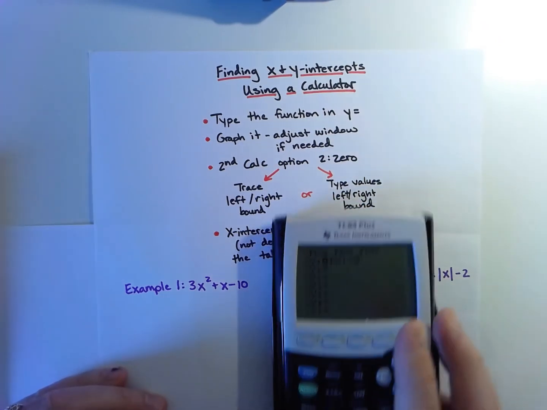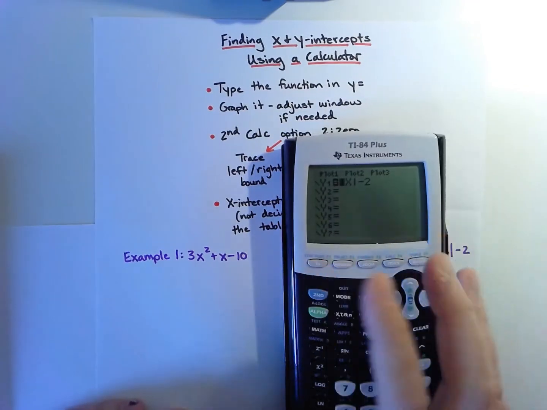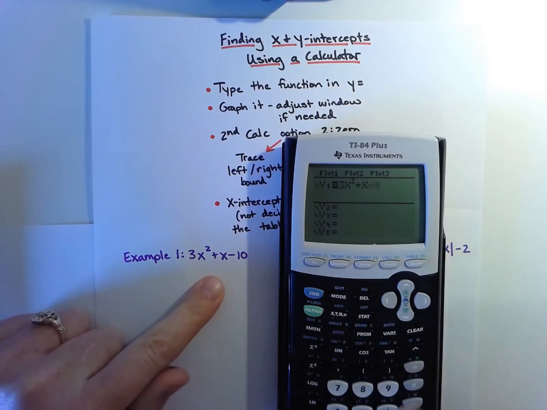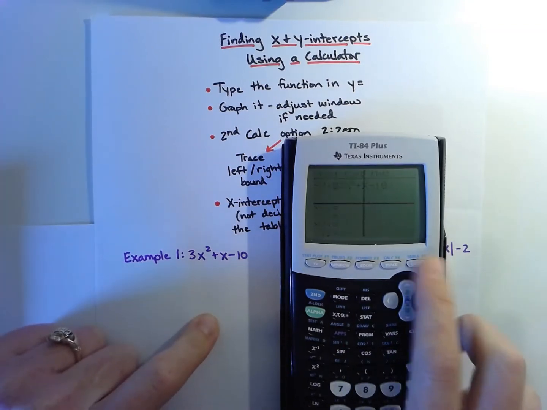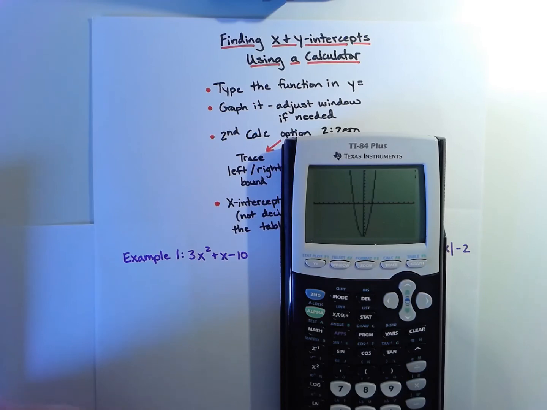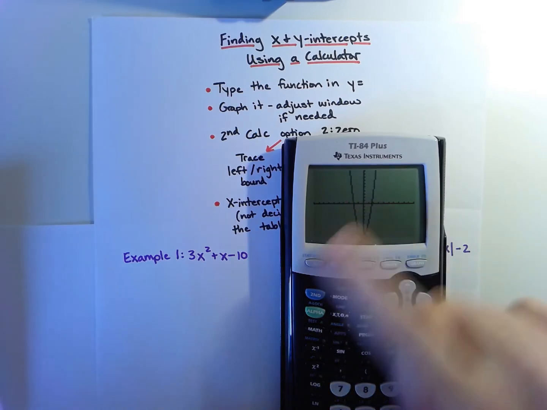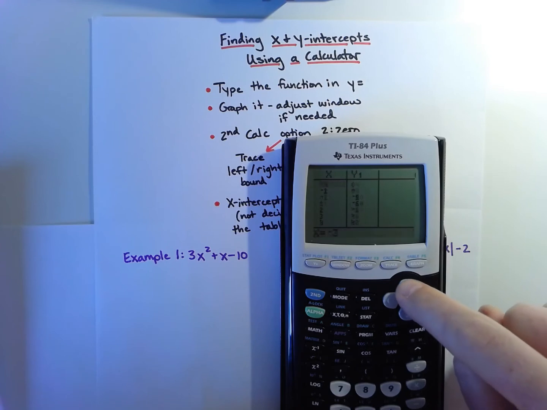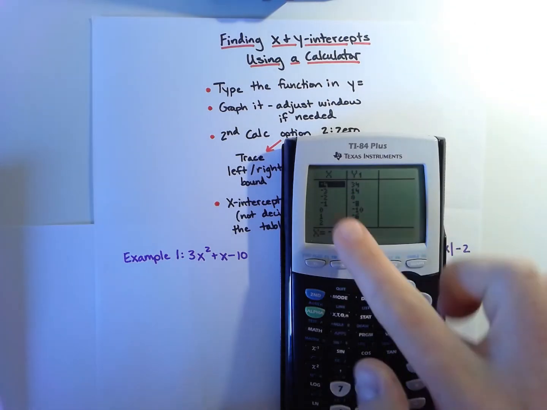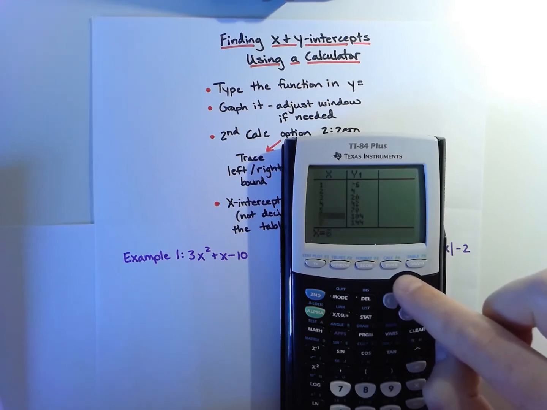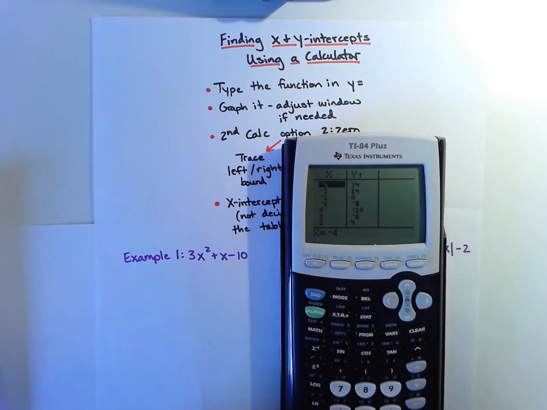Okay, so let's look at example 1. 3x squared plus x minus 10. So I hit graph. I can see my graph pretty well, so I don't really have to adjust the window too much. And I'm just going to see what these values are. So if I check the table, I would see where y equals 0 is going to be an x-intercept. So it looks like there's one of them in my table. Don't go too far, but you can kind of tell that one's a nice integer that's in the table.